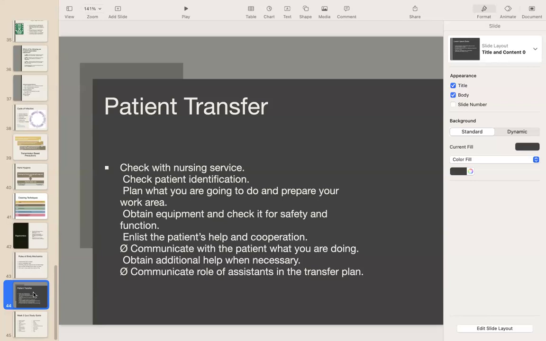So you need to enlist help. If you have help, it's good to have 2 people, but also if you have some type of transfer aid, they also have lifts you can use, portable lifts.